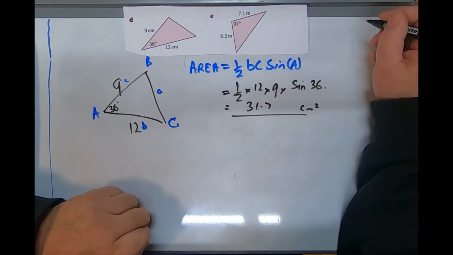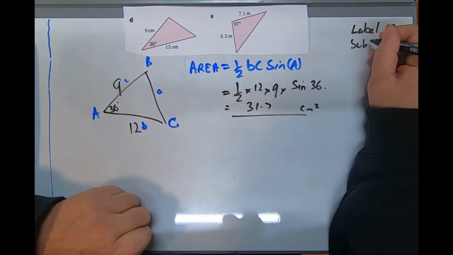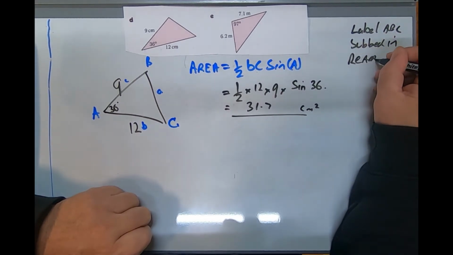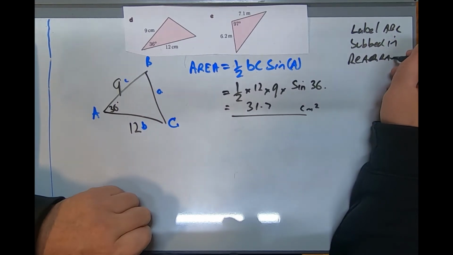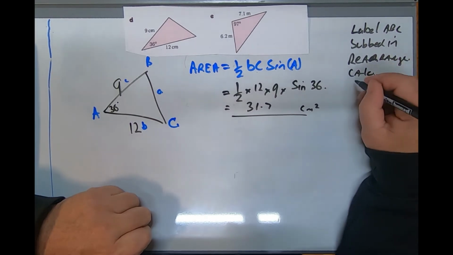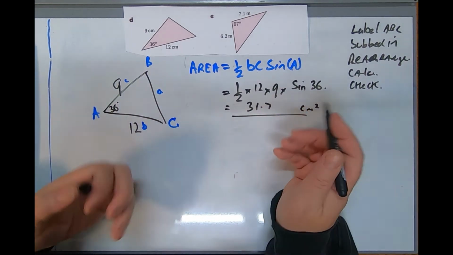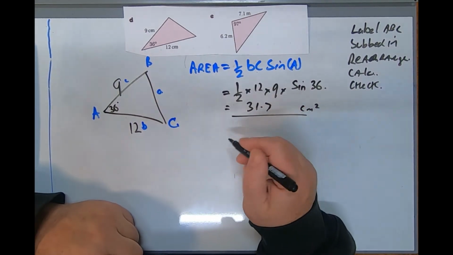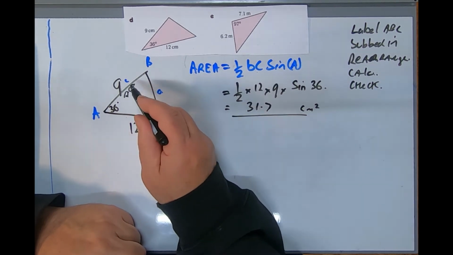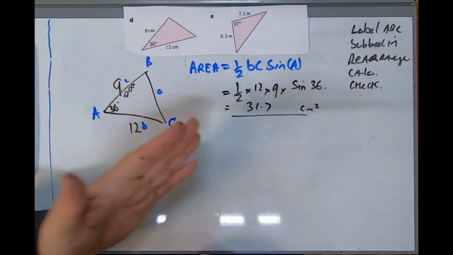31.7. So the steps for that question: I labelled ABC. I subbed into the formula. There was no rearrange, but I'm going to write that down anyway for later on. And calculate. Last thing I did, check units. All right, centimetres squared, 31. It's a bit harder to do a check on here. Would I be able to fit 31 centimetre by centimetre squares? I guess we might. There's almost 10, there's another. I don't want to go down that path at this point. I'm happy with that number.